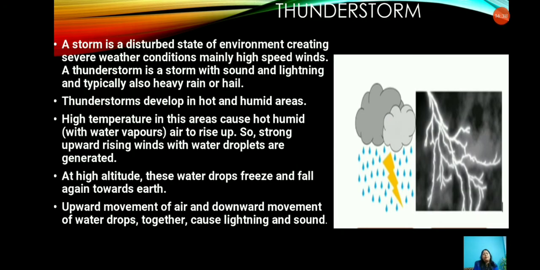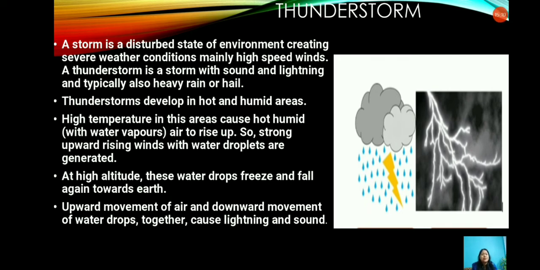Now the most important part of this chapter, that is the thunderstorm. Now what is this thunderstorm? A storm is a disturbed state of environment creating severe weather conditions, mainly high speed winds. So thunderstorm is nothing but the high speed winds. A thunderstorm is a storm with sound and lightning, and typically also heavy rain or hail. So you see, thunderstorm is a destructive storm with sound.